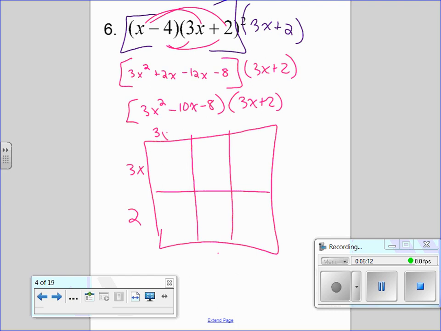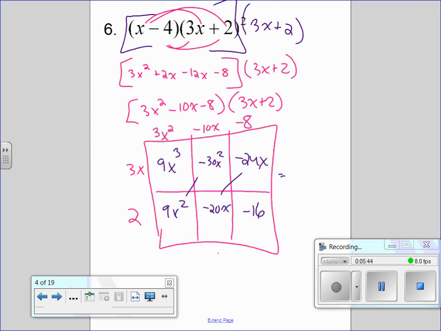We have a 3x squared, a negative 10x, and a negative 8. So we have a 9x cubed, 36, negative 30x squared, negative 24x, a 9x squared, a negative 20x, and a negative 16. Here's my like boxes. I was kind of checking with them. They set up their box different than me. Oh, they squared this first.